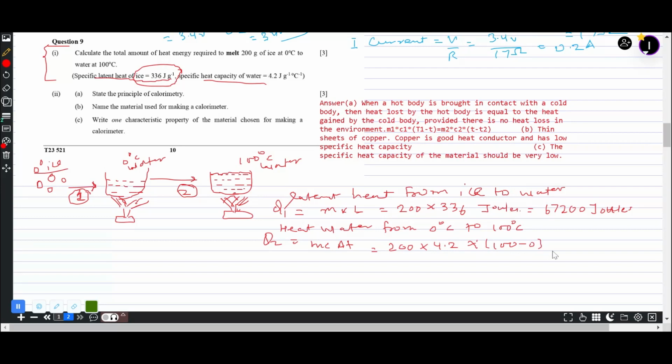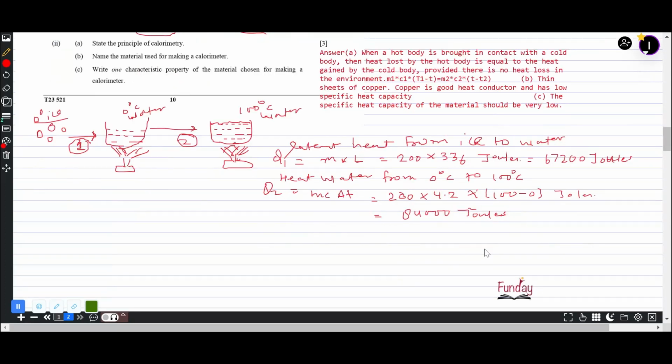That is 100 only. Now joule per gram per centigrade means per gram and per centigrade is answered by the two other things. So it becomes how much? 84,000 joules. So what is the total heat? Question was total amount of heat energy required. So total amount of heat energy required will be Q1 plus Q2.